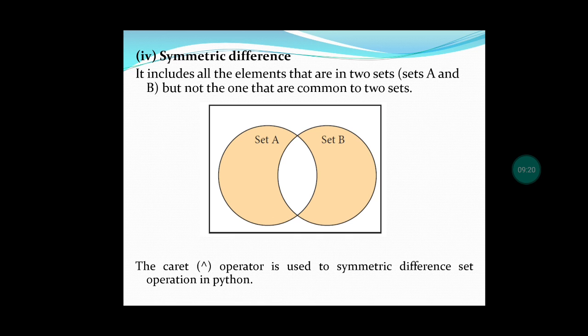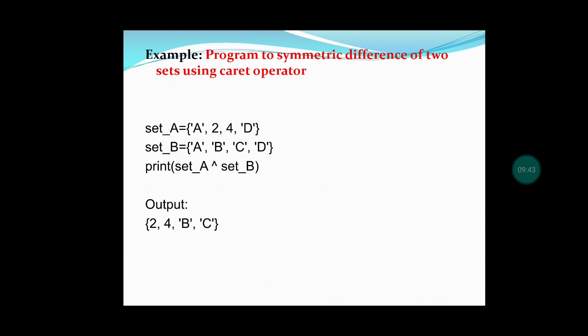Next function, symmetric difference. Symmetric difference means it includes all the elements that are in the two sets. The common elements will not be taken. A set elements also taken, B set elements also taken. Both the elements in common will not be taken. Here we are using caret operator for the symmetric difference. Otherwise we can use the symmetric difference function also. Here in this example for symmetric difference we have used caret operator.